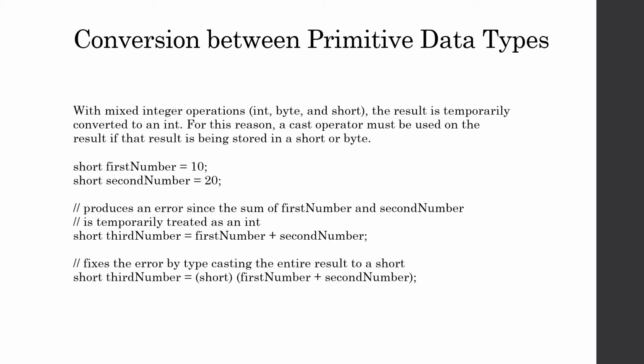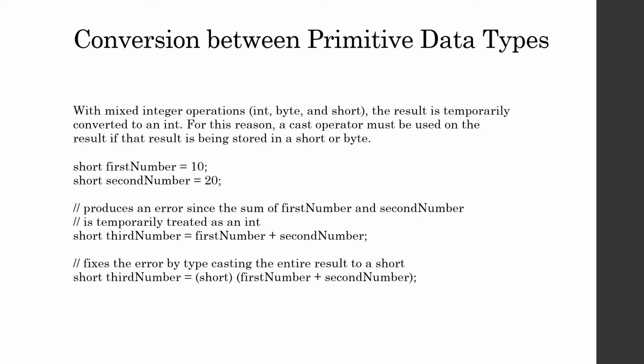When we deal with mixed integer operations, specifically when we're dealing with the int, byte, and short data types, the result is temporarily going to be converted to an int. So it doesn't matter if we're doing it, say, with 2 bytes. If we add those together, it's not going to treat the result itself as a byte. Instead, it's going to temporarily treat it as an integer. For this reason, a cast operator will very frequently need to be used if we want to take that result and store it into either a short or a byte. It's going to be essential that we use the cast operator.